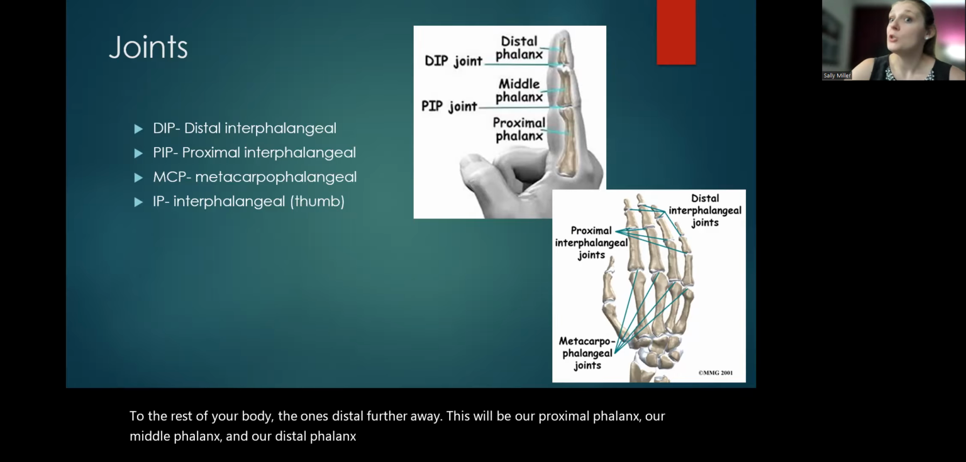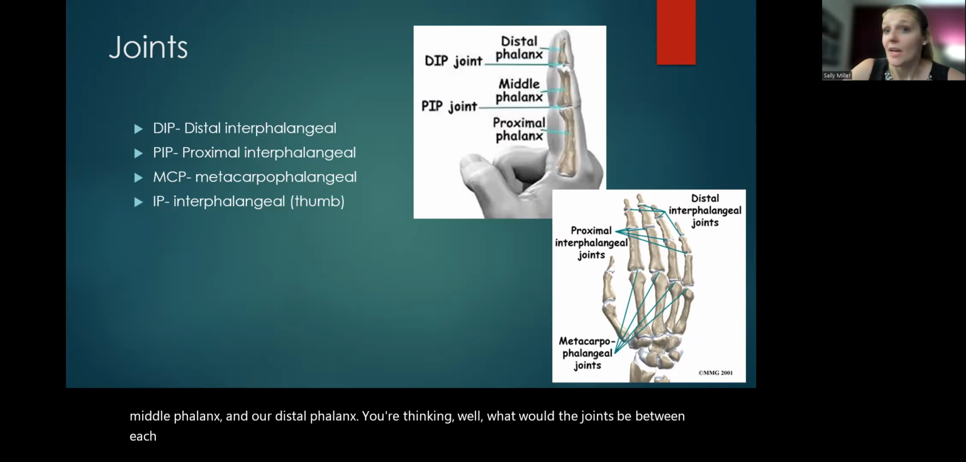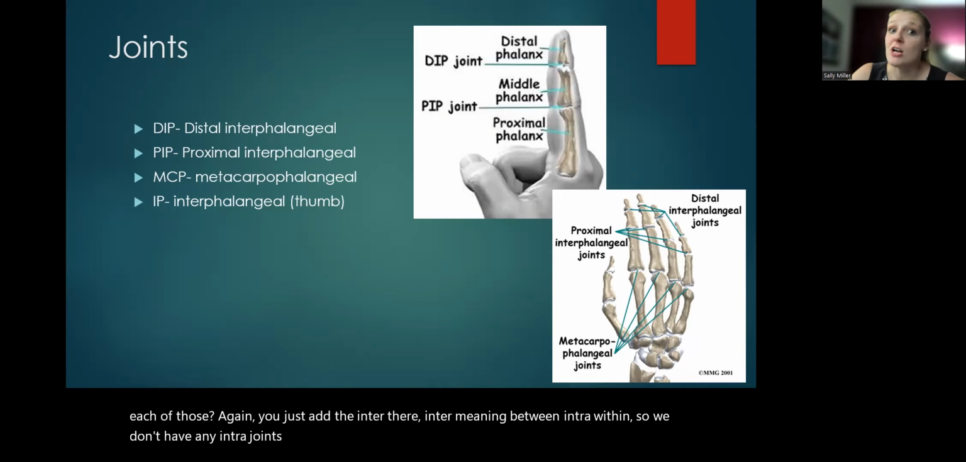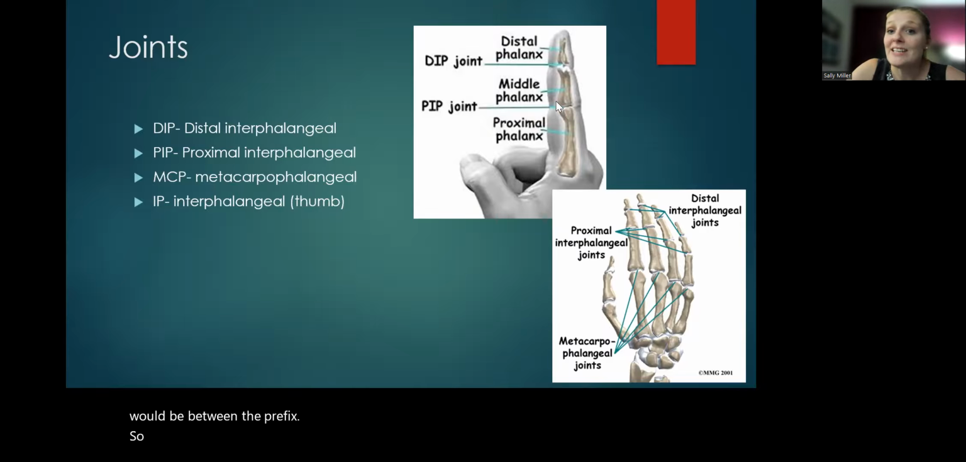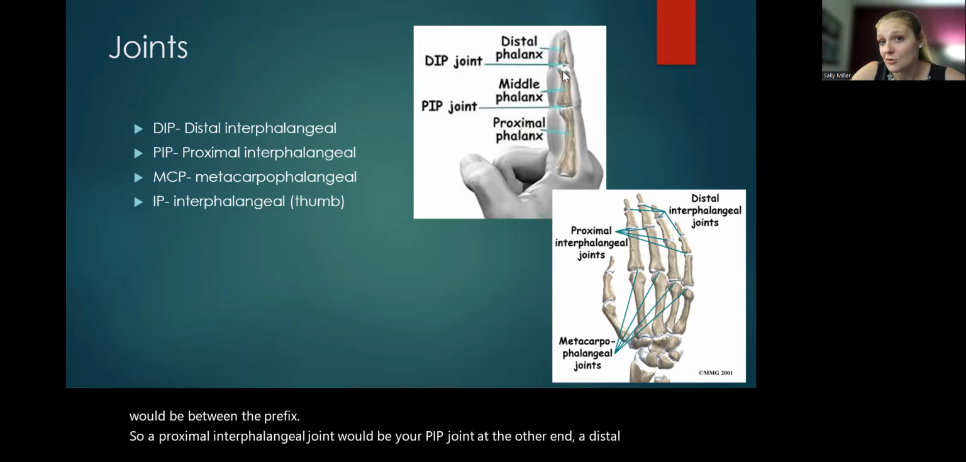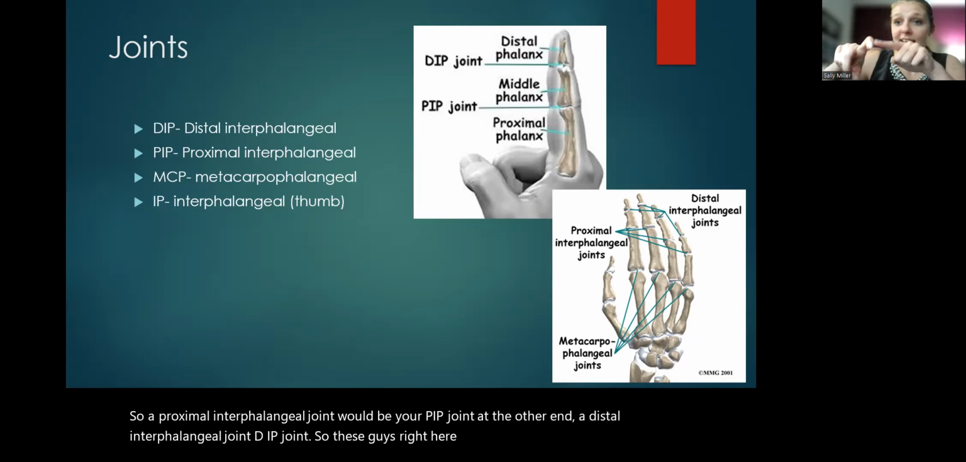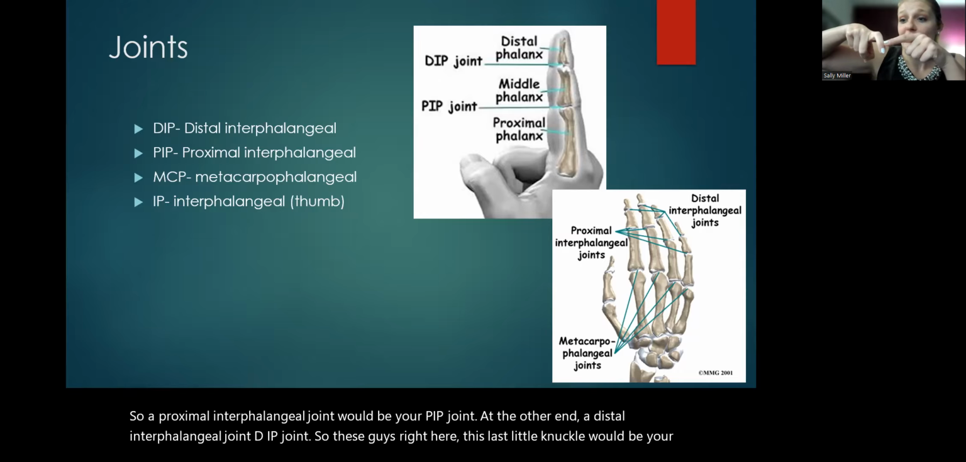You're thinking, well, what would the joints be between each of those? Again, you just add the prefix inter there, inter meaning between, intra meaning within, so we don't have any intra joints. We can have intracapsular cartilage fluid, stuff like that, but inter would be between. So a proximal interphalangeal joint would be your PIP joint. At the other end, a distal interphalangeal joint, a DIP joint. So this last little knuckle would be your distal interphalangeal joint.